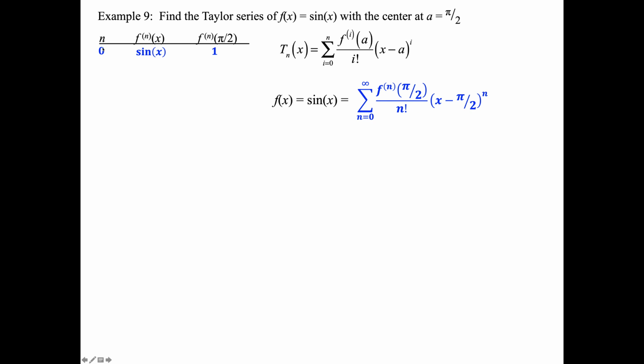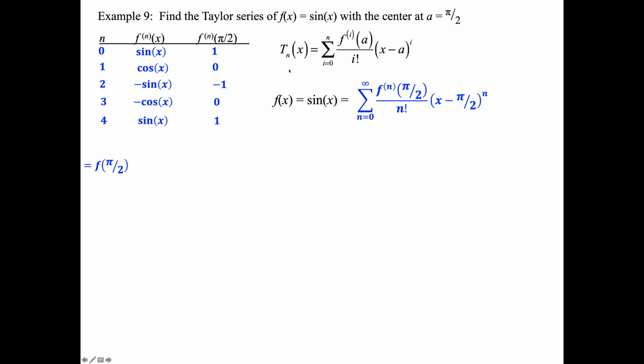So n is 0. Our normal function sine of x, sine of 0 is 1. Excuse me, not sine of 0. Sine of pi over 2. My apologies. So sine of pi over 2 is 1. When n is 1, take the derivative of sine of x. That's cosine of x. Cosine of pi over 2 is going to be 0. Take the derivative, cosine of x is negative sine of x. Negative sine of pi over 2 is negative 1. So again, we have this alternating signs where we come right back to where we started.